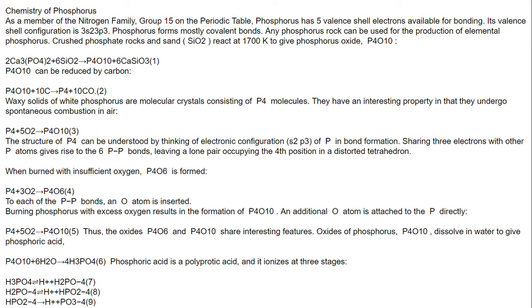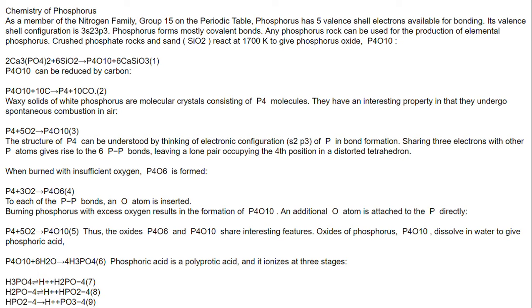The structure of P4 can be understood from the electronic configuration, that is s2 and p3, of phosphorus in bond formation. Sharing 3 outermost electrons with other phosphorus atoms gives rise to 6 phosphorus-phosphorus bonds, leaving a lone pair occupying the 4th position in a distorted tetrahedron.